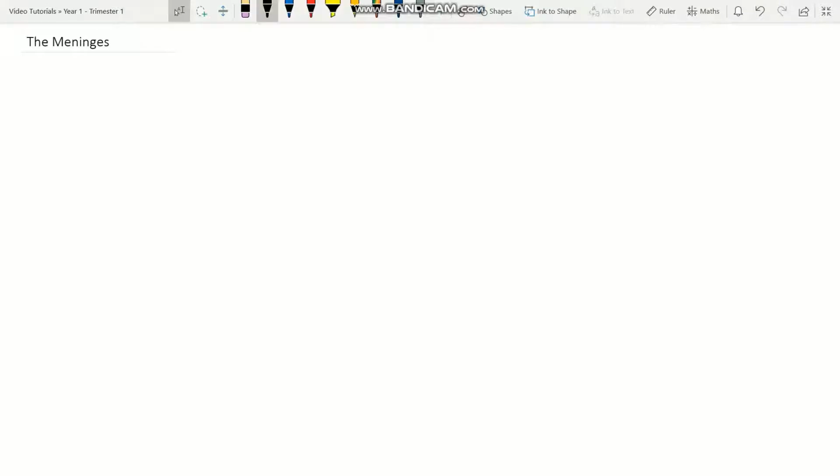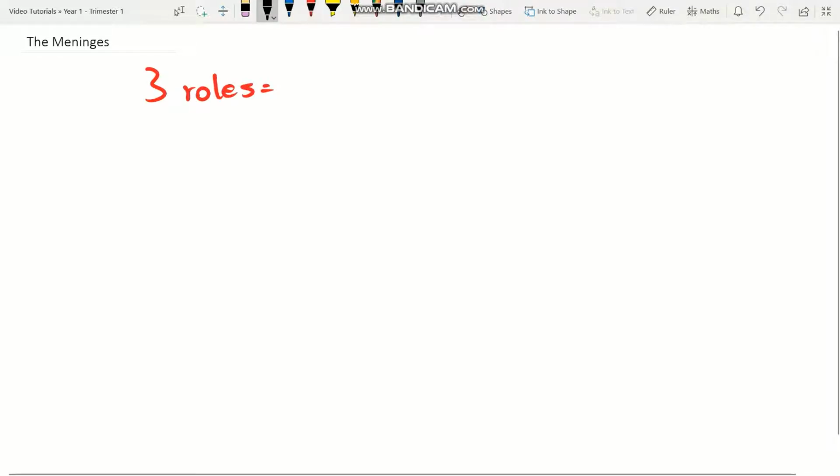So there are three main roles of the meninges, and they are as follows. Firstly, the meninges are able to allow for the protection and covering of the CNS.